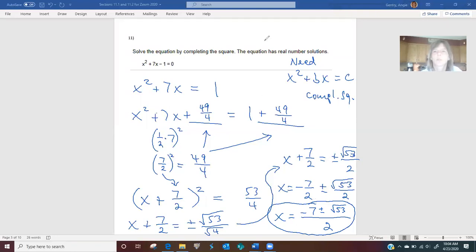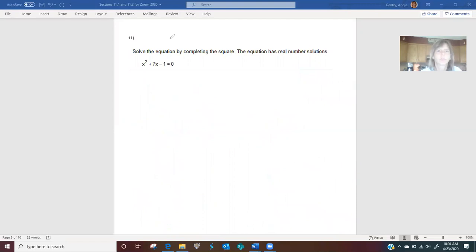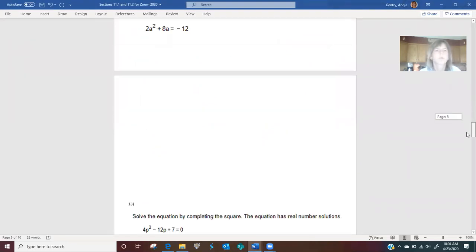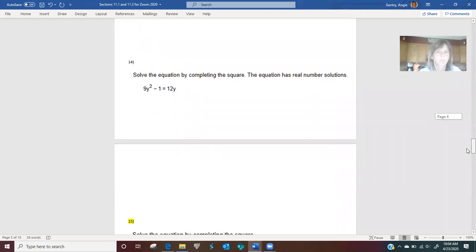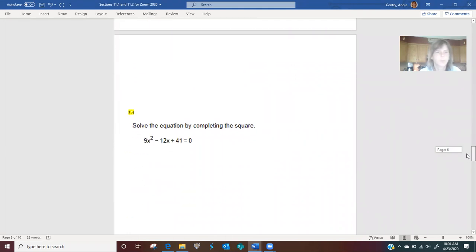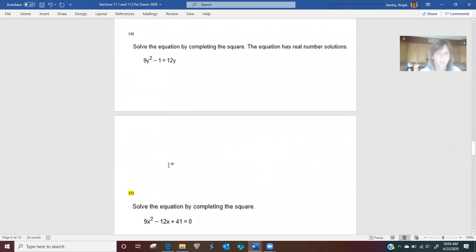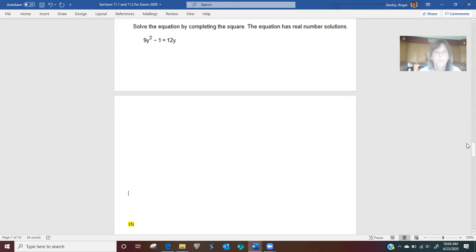Okay, so not the easiest section, this one. We did that one. Which one do I want? This one here will do fine for both of those. Let's do 14 and 15, and then we'll call it good on this. So 14. Solve the equation by completing the square.